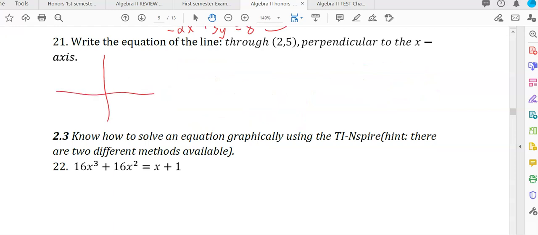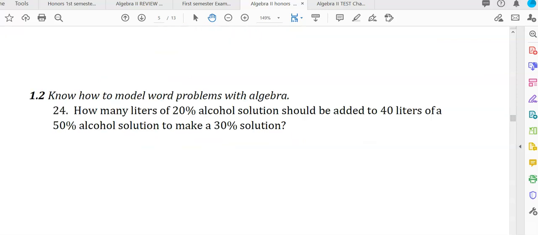Okay, I'm just going to sketch this out. It kind of makes sense. So 1, 2, 3, 4, 2, 5 is that point right there. I want it perpendicular to the x-axis. So the x-axis is here, so perpendicular would go like this. So that line has an x value of x equals 2. It's a vertical line, so it's an x equals line, and that would be how you do it.